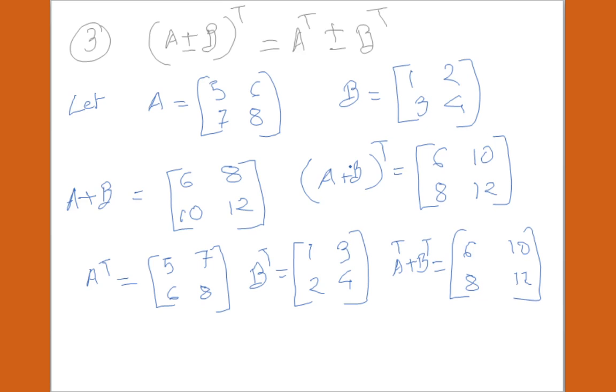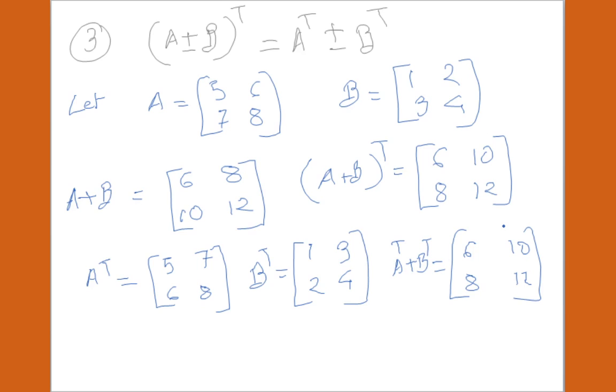Similarly in the case of minus, A minus B, this will be the same. You can check yourself. Find A minus B, then make it transpose, and A transpose minus B transpose. You will find the same matrix. So this is the third property.